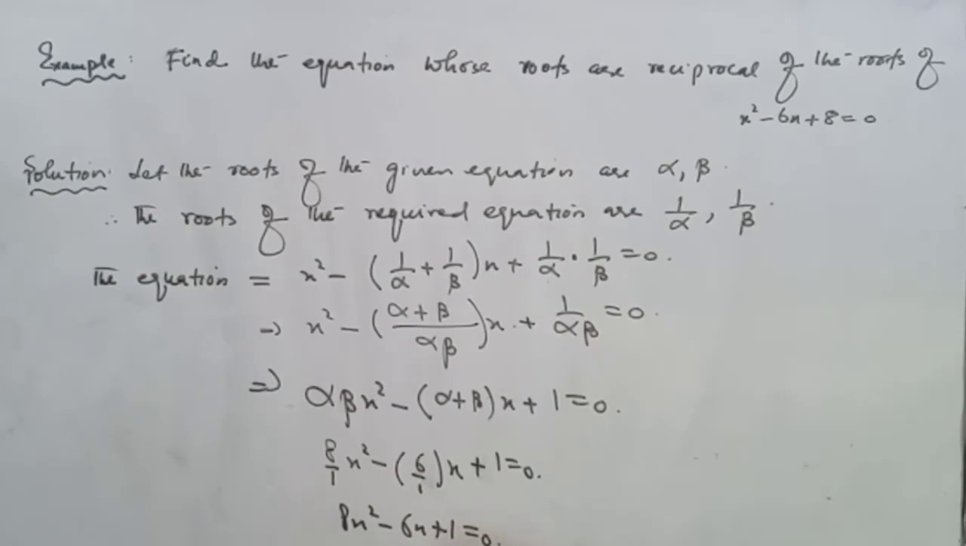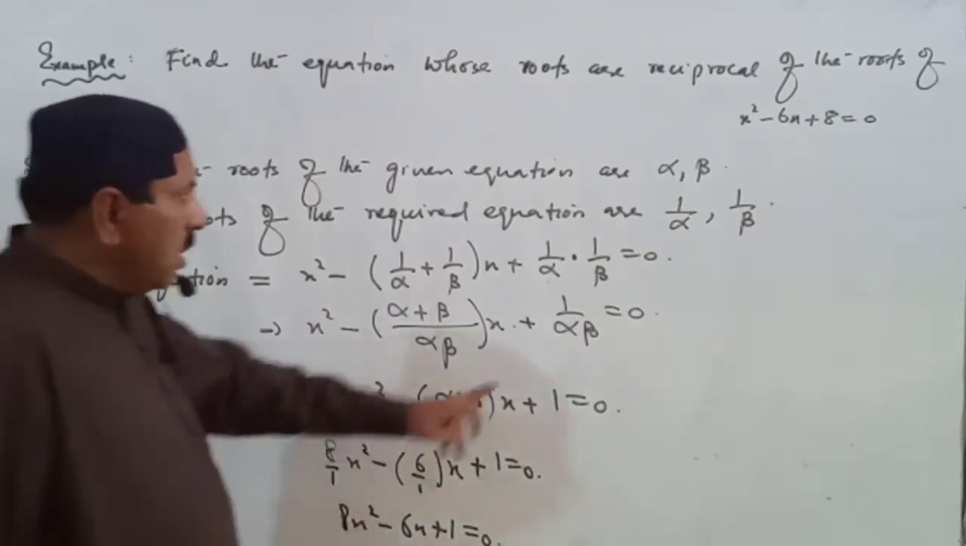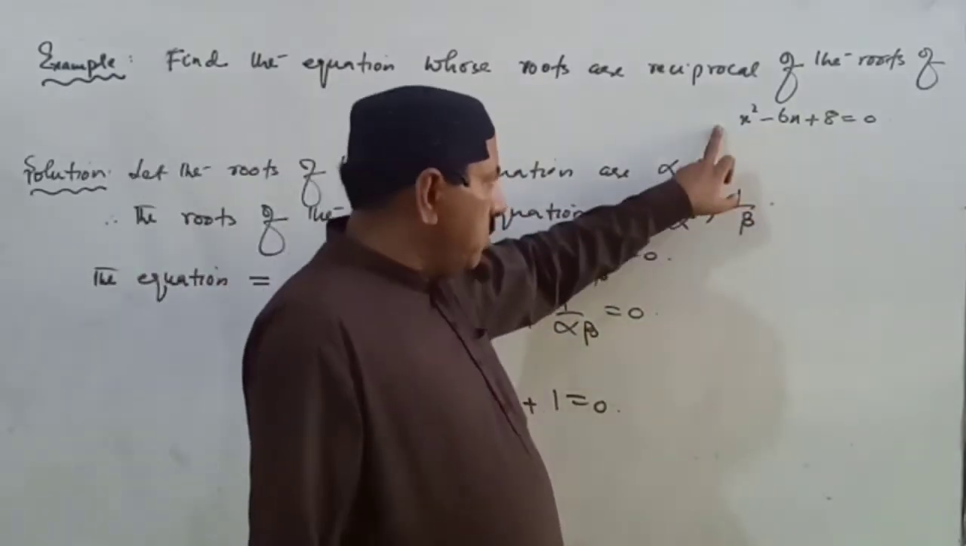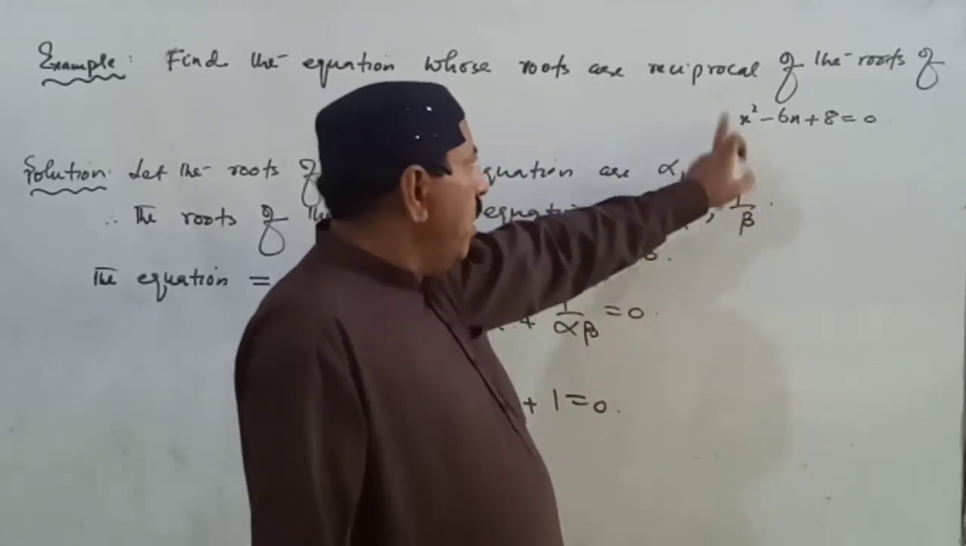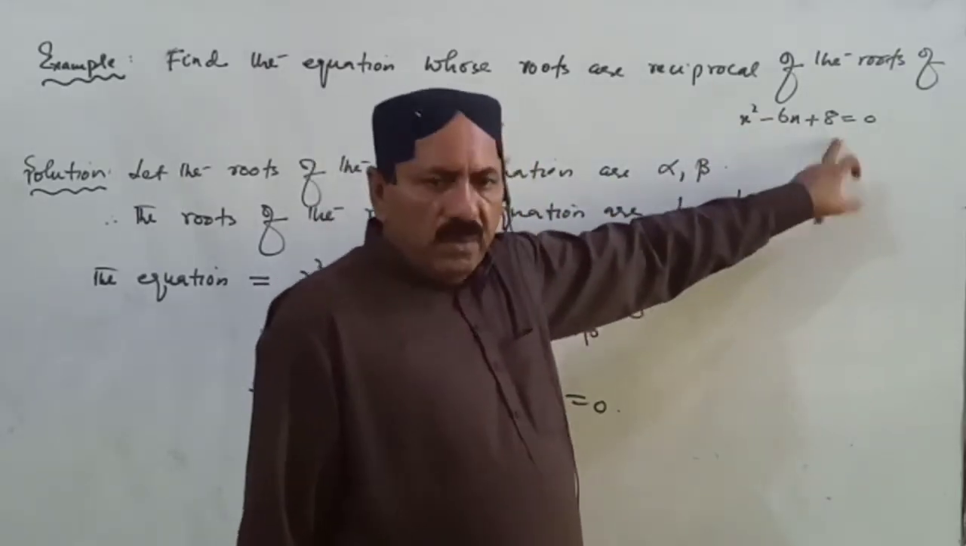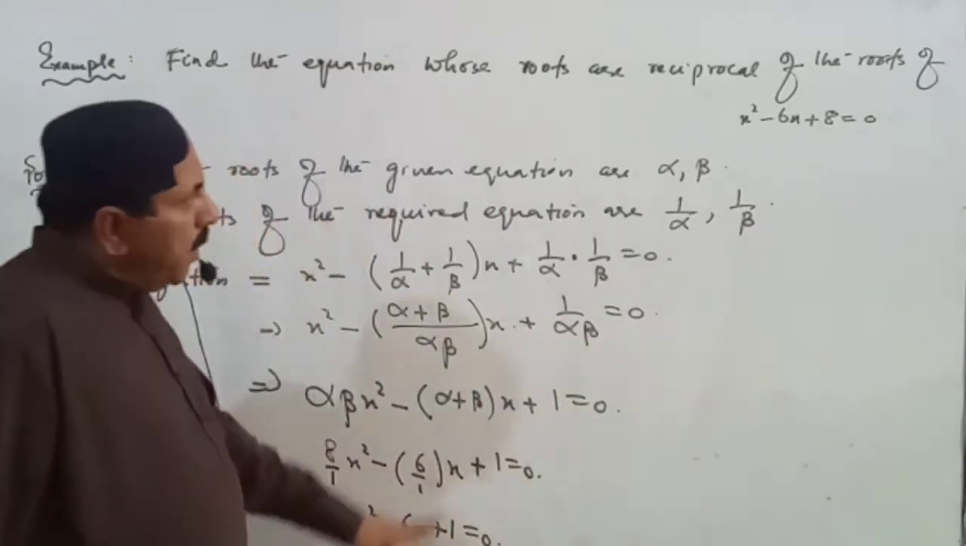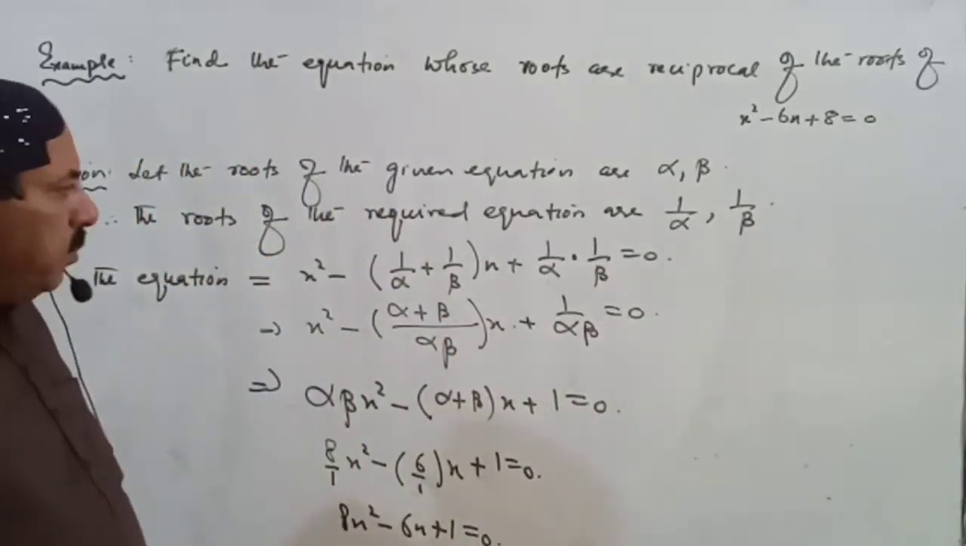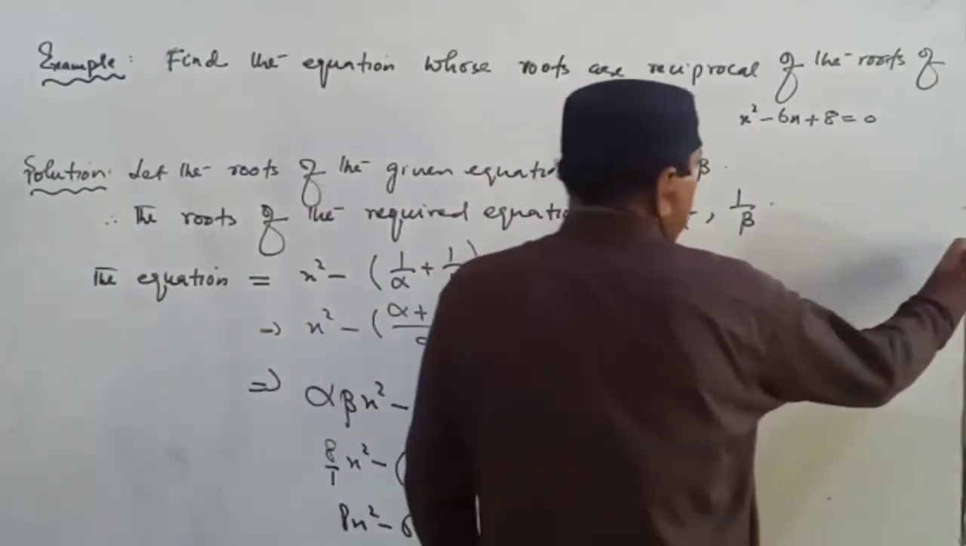So what happened? The constant term shifted to the coefficient of x square, the coefficient of x square shifted to the constant term, and 6x remains the same. So this is the MCQ.